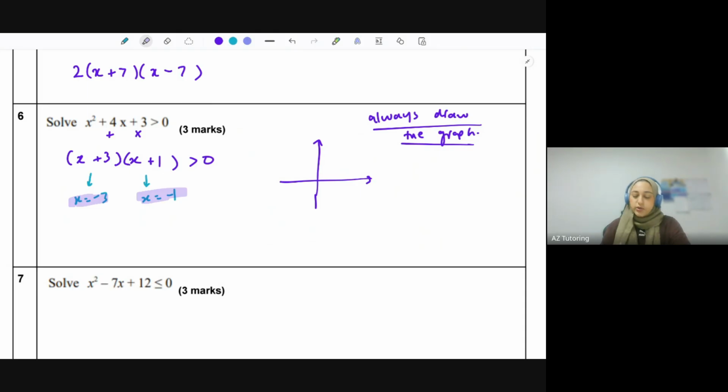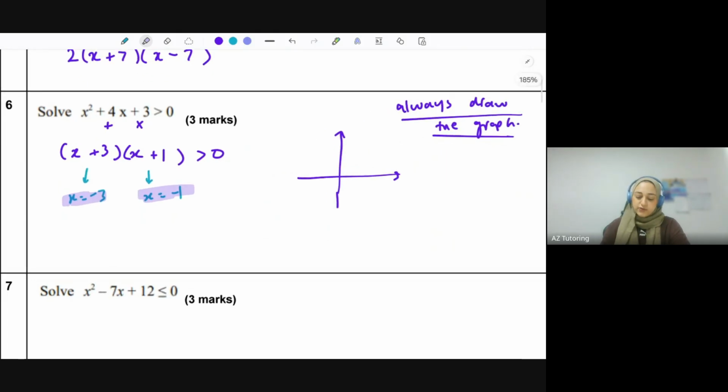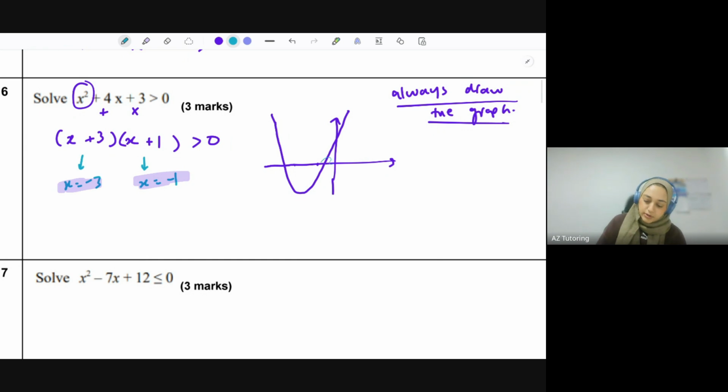Now this is where it crosses the x-axis of the graph. So we know -1 and -3 are roughly over here, on that side. It's just a sketch, so I'll leave it like that. We know it's a U-shaped graph because x squared is positive. If that was minus x squared, it'd be N-shaped. So let's say it looks like that, where this is -1 and this is -3.